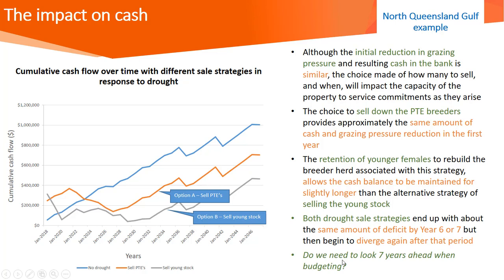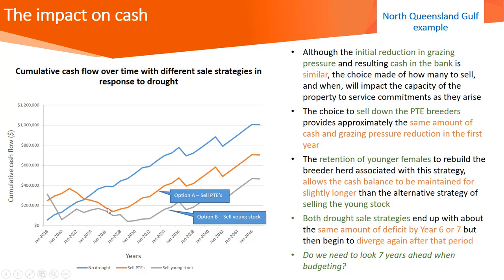Now, the question is, do we need to look 7 years ahead with budgeting? That's a long way ahead in budgeting, but it's interesting to note that there are significant differences over time from selling option B, selling down the young stock, and option A, selling the PTE breeders, on cash flow over the long term, based on the difference in those strategies. One rebuilds the numbers and the cash flow much quicker than the other.